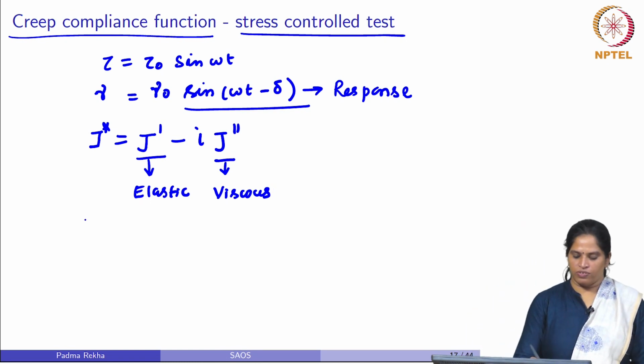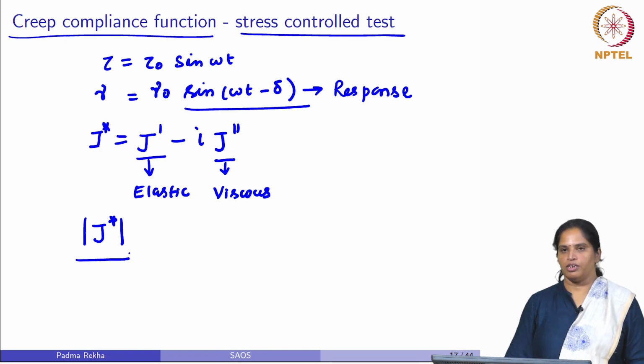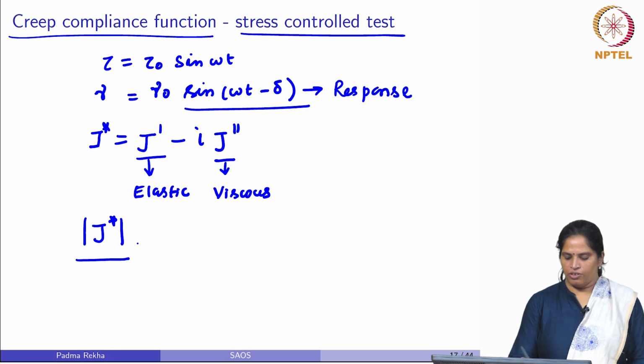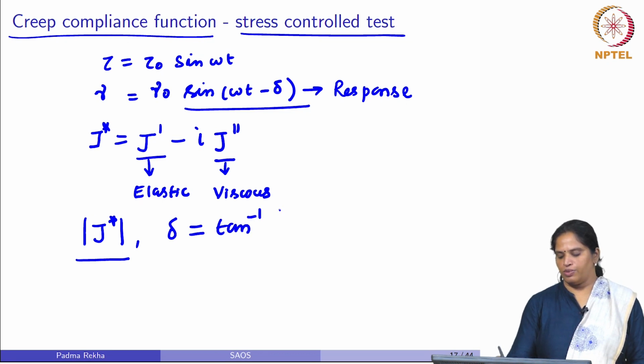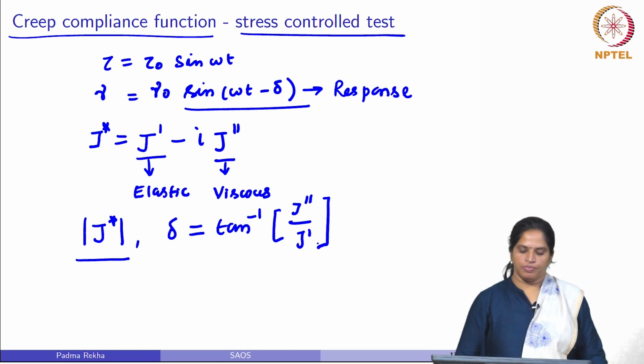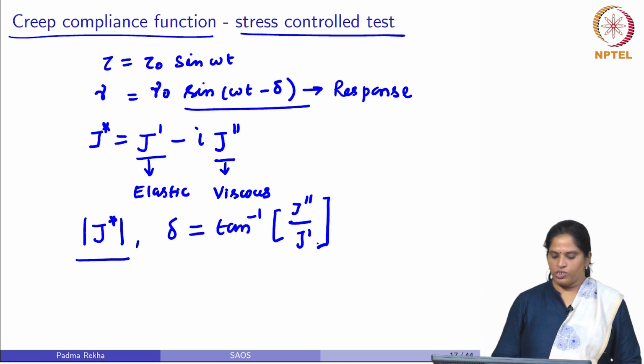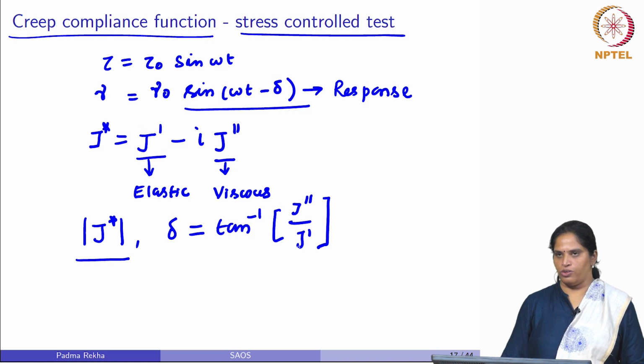So, the modulus of the creep compliance function is used in defining the material functions. Similarly, as you did for the dynamic modulus, you will get a delta value to be tan inverse of viscous compliance by elastic compliance. So, this is in case of a stress control test.